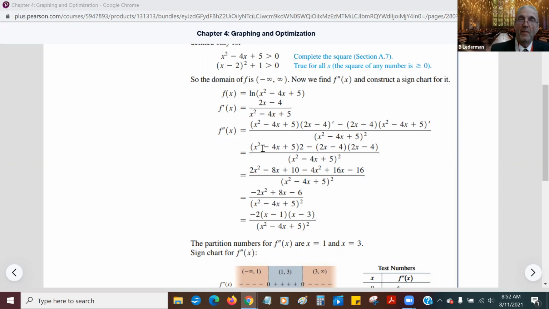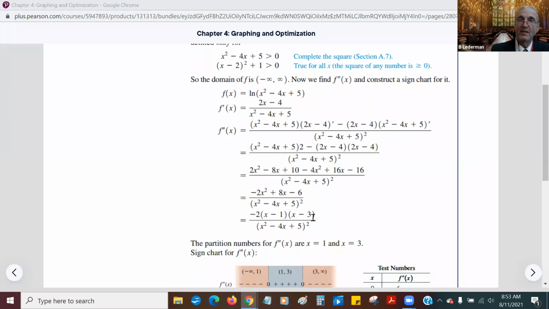So this becomes 2x squared minus 8x plus 10. That's why I get this over here. And now when I multiply this out, kind of FOIL it out, I get 4x squared plus 16x minus 16, because everything I get from this FOIL, I have to negativize it. And now we're combining like terms, and we have negative 2x squared plus 8x minus 6. I'm factoring out the negative 2 because I want to see what this thing looks like. And I get negative 2 times x minus 1 times x minus 3.